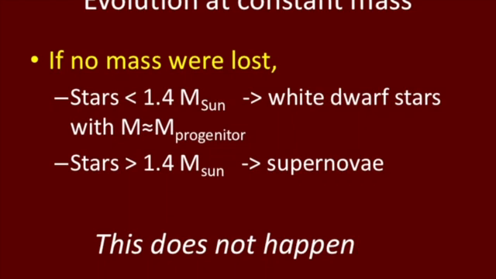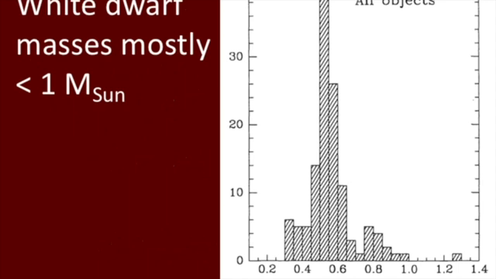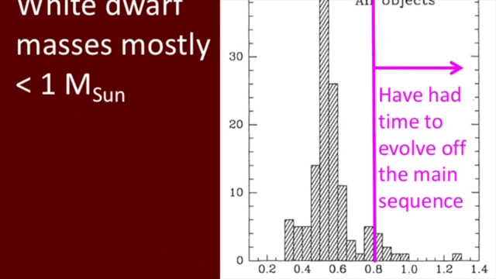And we were quite sure that didn't happen for two reasons. One of them being that most white dwarfs have masses considerably lower than that. In fact, stars that have had time in the age of the universe to evolve off the main sequence have to have masses 0.8 or bigger, and most of the white dwarfs are smaller. So you know stars are losing mass somewhere in their evolution.